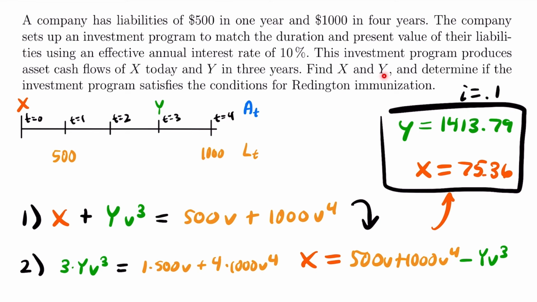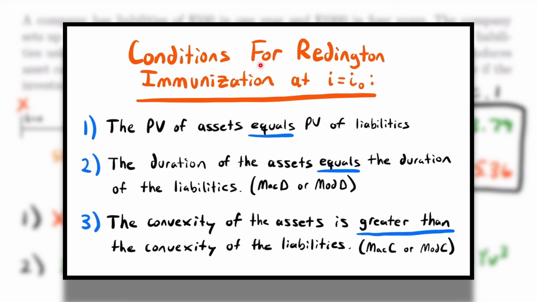Okay, so now we have completed the first part of this problem. We have found x and y, the value of the two assets produced by this company's investment program. But we do have one more thing that we need to do, which is to determine if the investment program satisfies the conditions for Redington immunization. Now, if you remember from earlier, and I'll put these up on the screen, the conditions for Redington immunization at a specific interest rate i equals i naught are these three conditions right here.